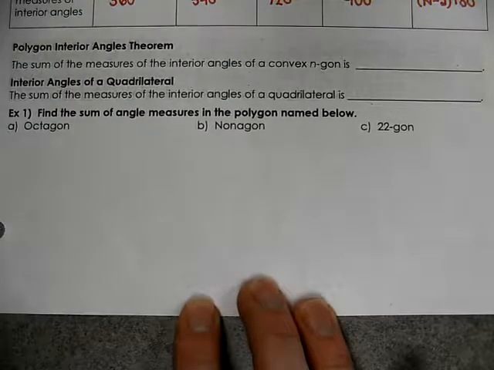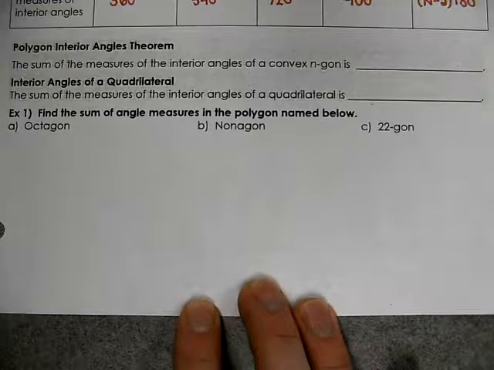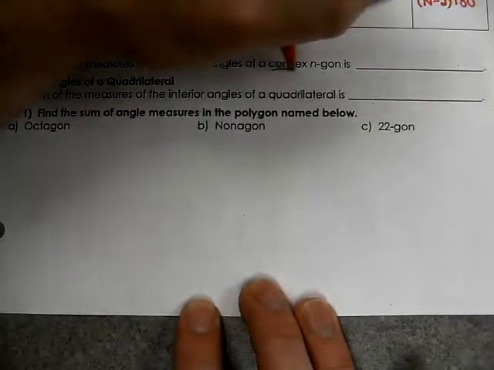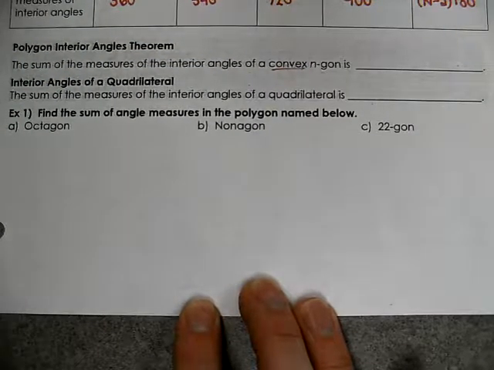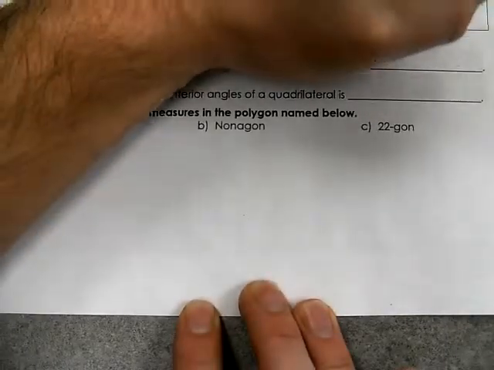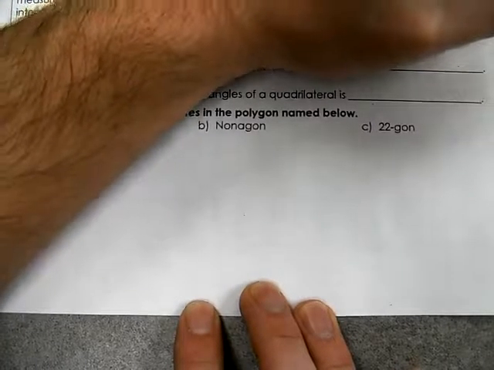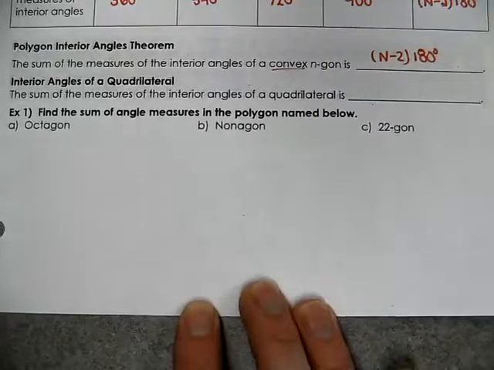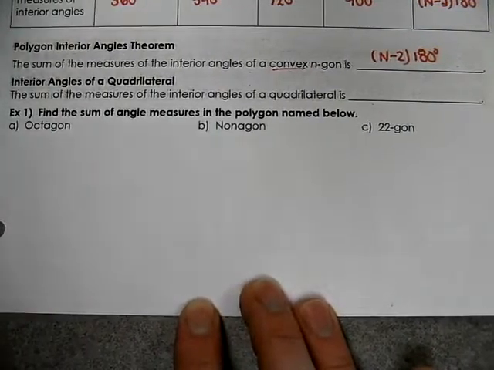So in summarizing what we just found, we found that the sum of the measures of the interior angles of a convex, so that's being the important part, convex n-gon, is just going to be n minus 2 times 180. Alright, so that's going to be an important equation that we're going to work with throughout this section.